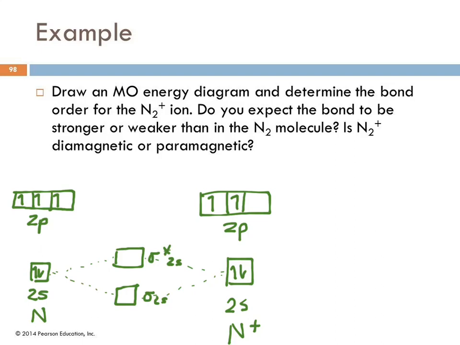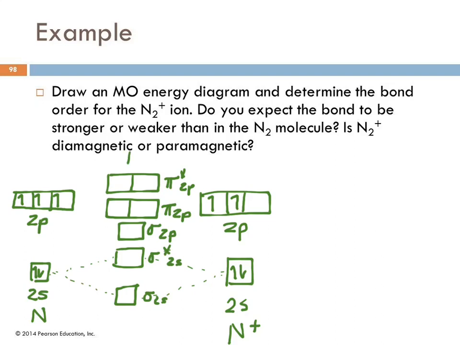And the p, there's going to be a sigma 2p and a pi 2p and then a pi star 2p and a sigma star 2p. So 3 orbitals from each side, and we end up with 6 orbitals in the middle there.